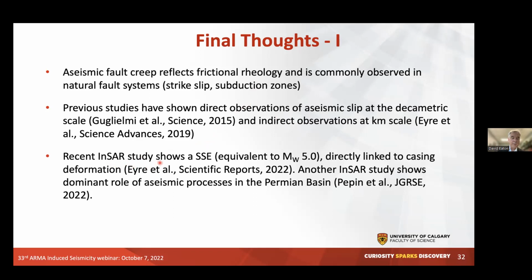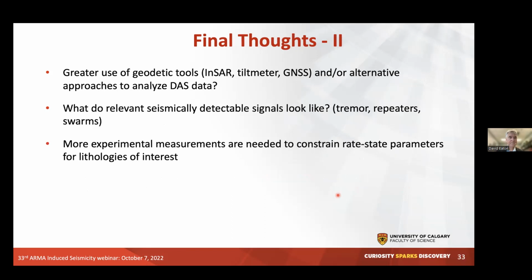We've recently published a study using InSAR, which shows a slow slip event equivalent to a moment magnitude 5 earthquake that was also directly linked to casing deformation. And I'll point out that there is another recent InSAR study published in JGR for the Permian Basin that shows that, according to their model, slow slip, or aseismic processes, dominate the deformation in the Permian Basin.